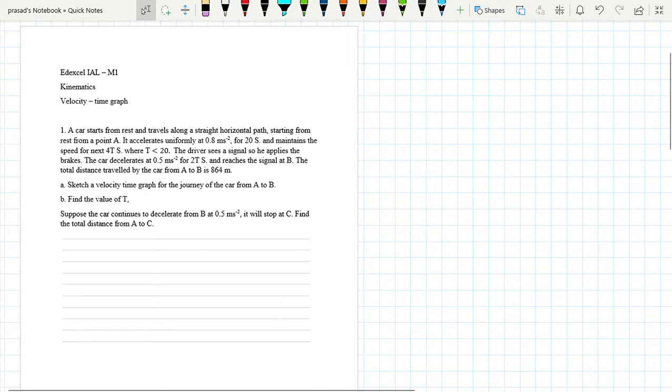Hello students, today we are going to solve a past paper type question from the Edexcel IAL M1 syllabus on the topic kinematics, velocity time graph. Now, I am going to give you certain hints which are going to help you while solving the past paper questions as well as in your exams.